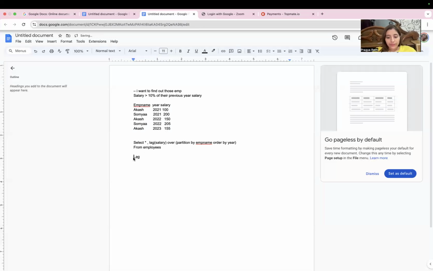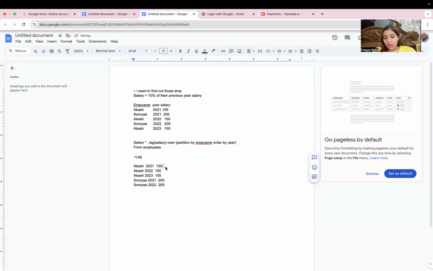So by using lag, what will I get? As I have done partition by employee name, I will get Akash three times, then I will get Soumya twice. And I have done order by year in ascending order. I haven't written ascending, so by default it will be ascending only. So 2021, 2022, 2023, then similarly 2021 and 2022. Then we have a salary column. Our salary was 100 before. Then in 2022, it became 150. Then in 2023, it became 155. For Soumya, 2021 is 200, and then we have 205.